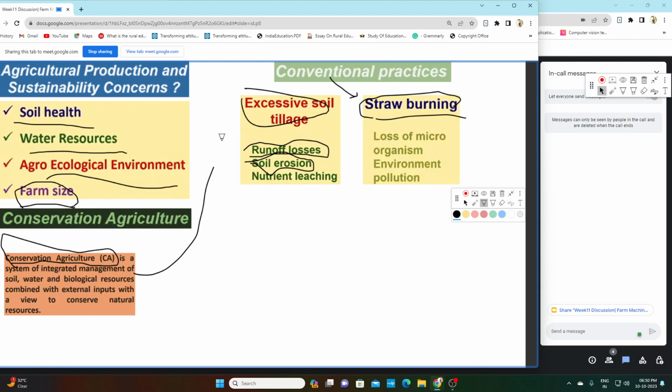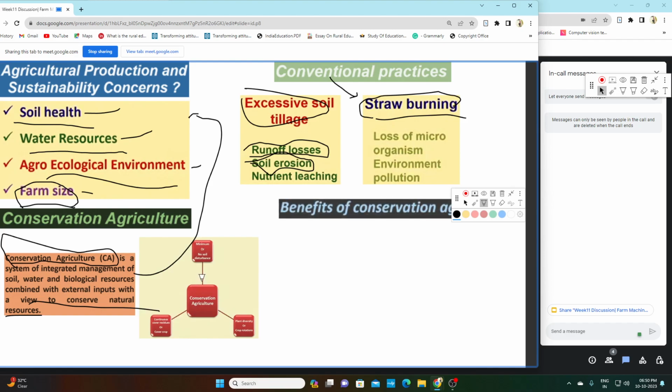What are the natural resources? The natural resources are soil, water resources, environment and farm size. That means land, soil, water and our environment. So we have to do conservation agriculture with a view to conserve all our natural resources.